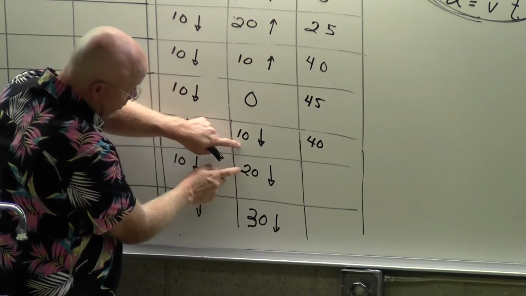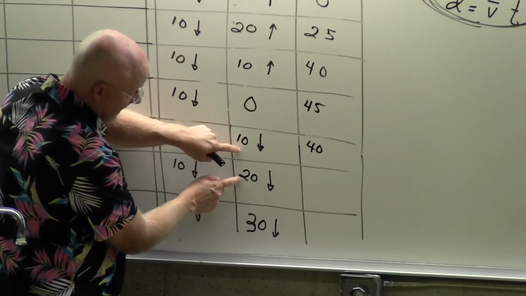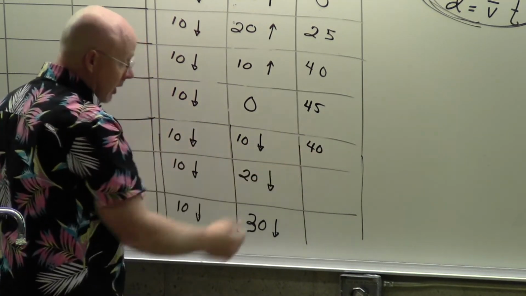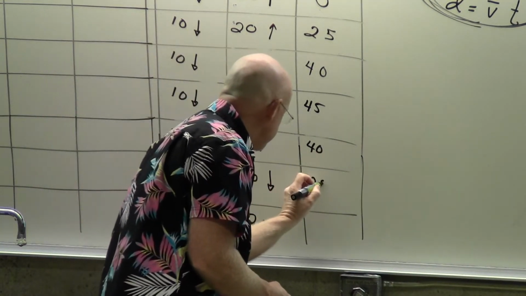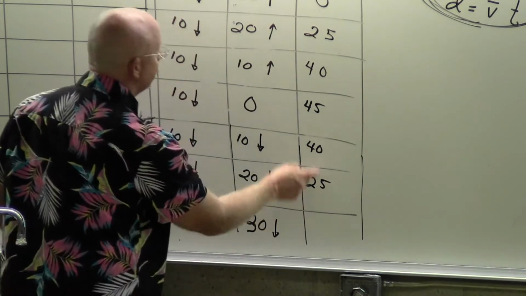But let's just check them. This would come down by 15. That's an average of 15. So 15 away from 40 is 25. And sure enough, matches that one.